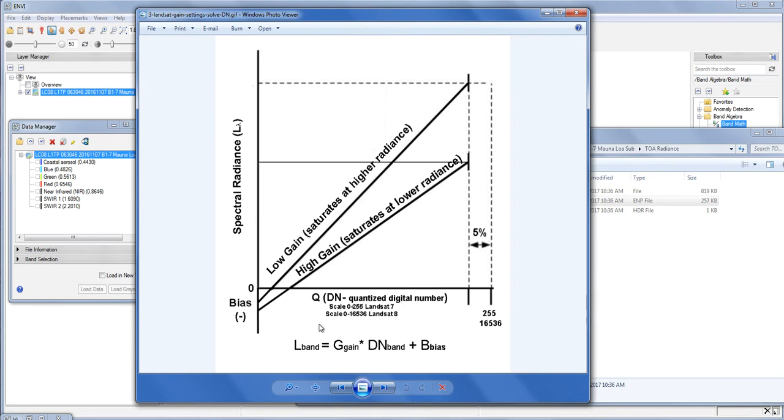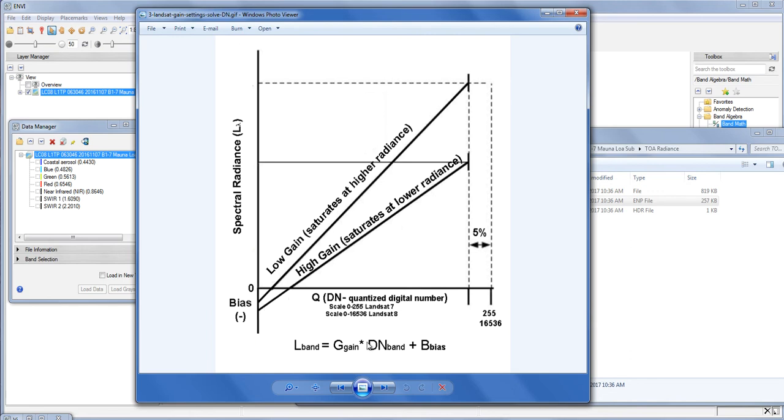So we know these DN numbers. We want to convert them back, and the formula is pretty simple. It's just the spectral radiance for any given band equals the gain times the DN number of that band at that particular pixel, plus the bias. Each pixel is going to have a DN number, so this calculation will have to be done millions of times to convert an image. Now notice on the first image, when we were going from spectral radiance to DN, the bias was positive. Here the bias is negative. The slopes of these lines come back and intersect the y-axis at negative values, and we'll see that that's actually the case.